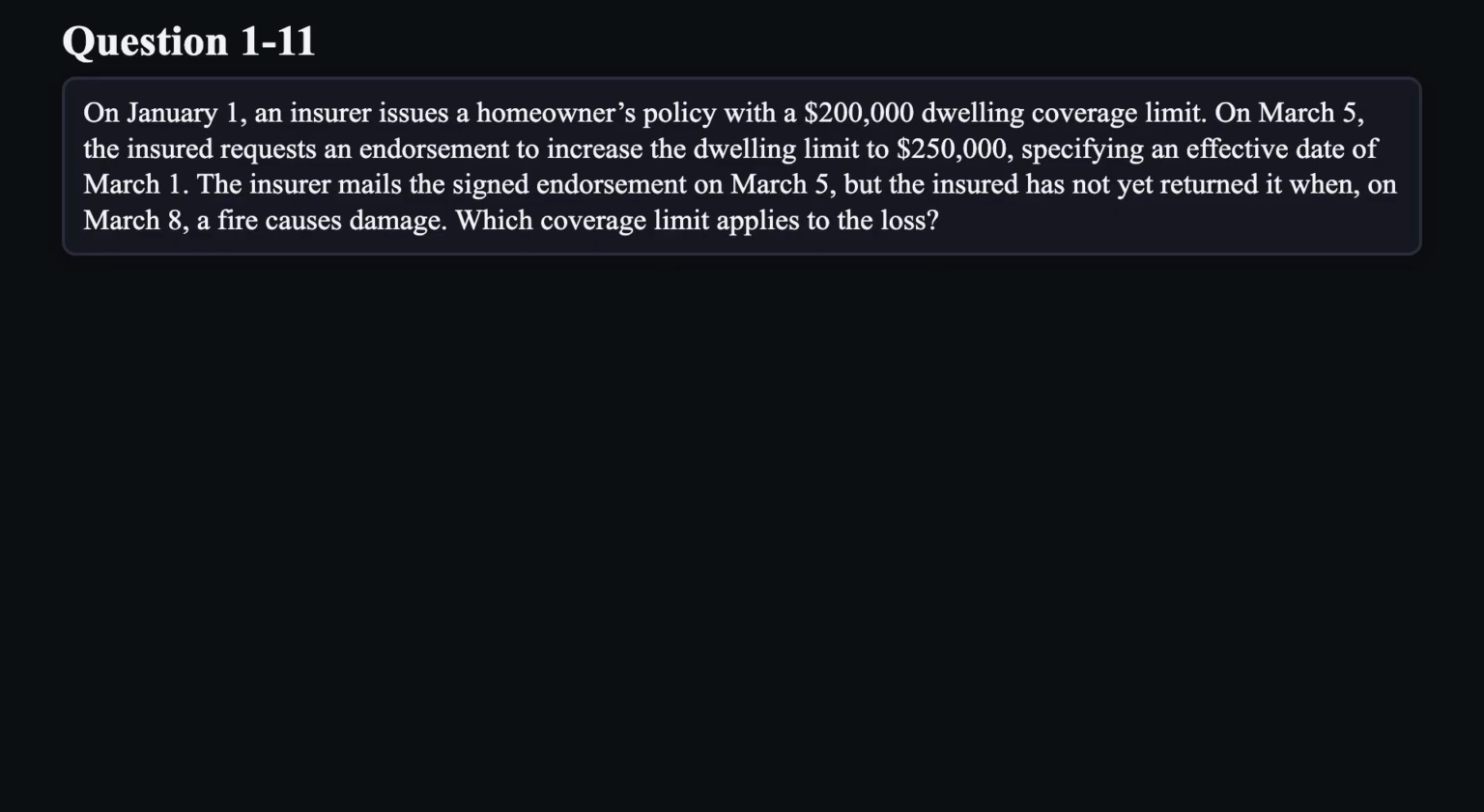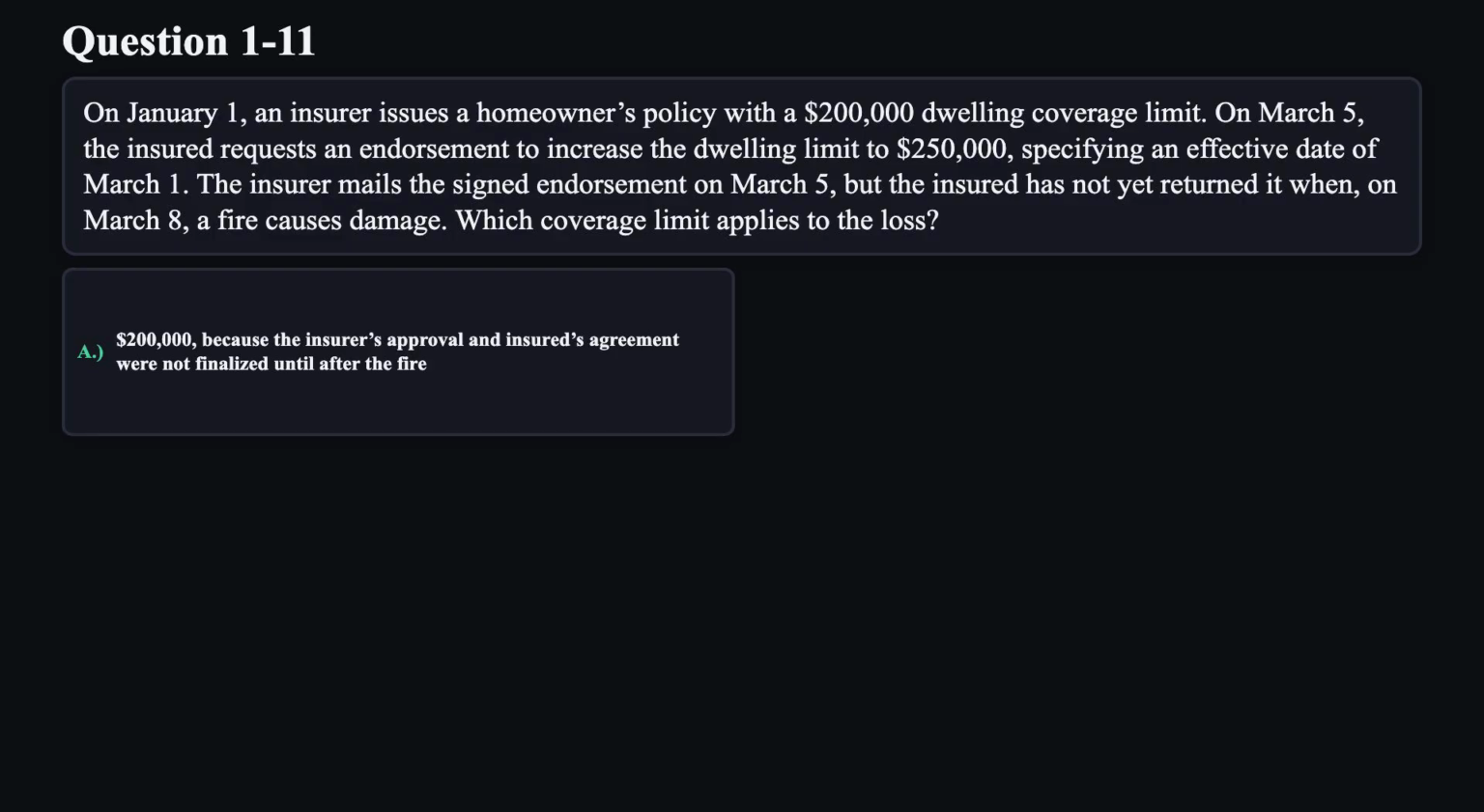Question 11. On January 1st, an insurer issues a homeowner's policy with a $200,000 dwelling coverage limit. On March 5th, the insured requests an endorsement to increase the dwelling limit to $250,000, specifying an effective date of March 1st. The insurer mails the signed endorsement on March 5th, but the insured has not yet returned it when, on March 8th, a fire causes damage. Which coverage limit applies to the loss?